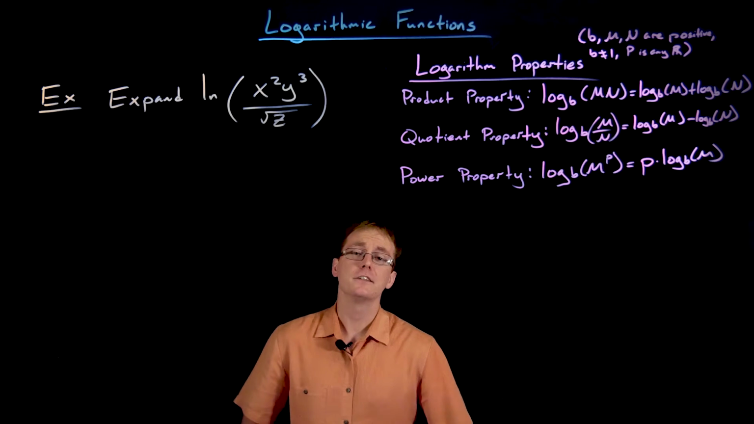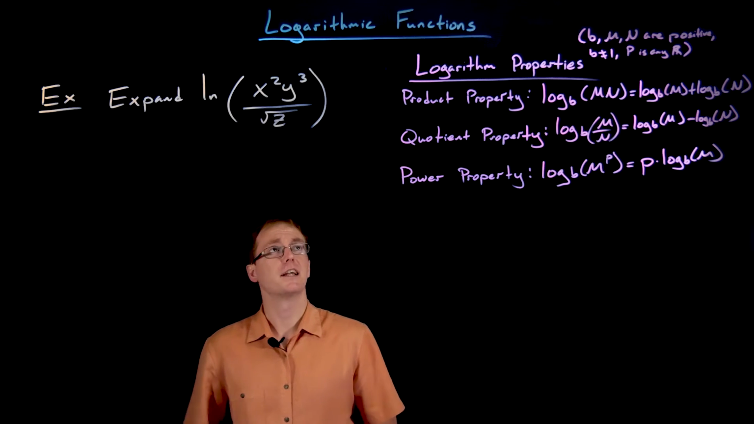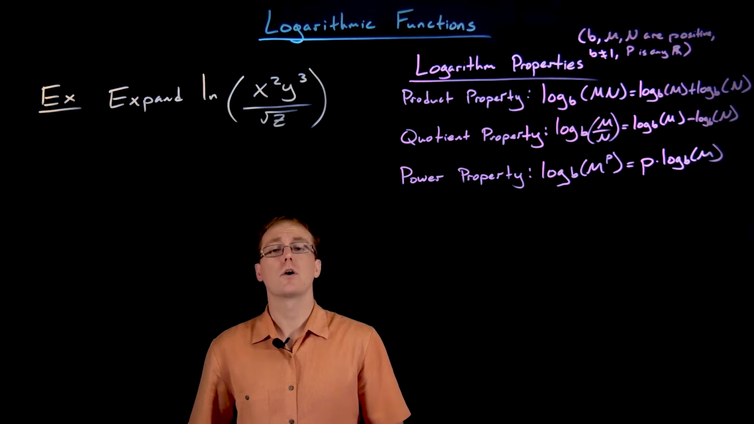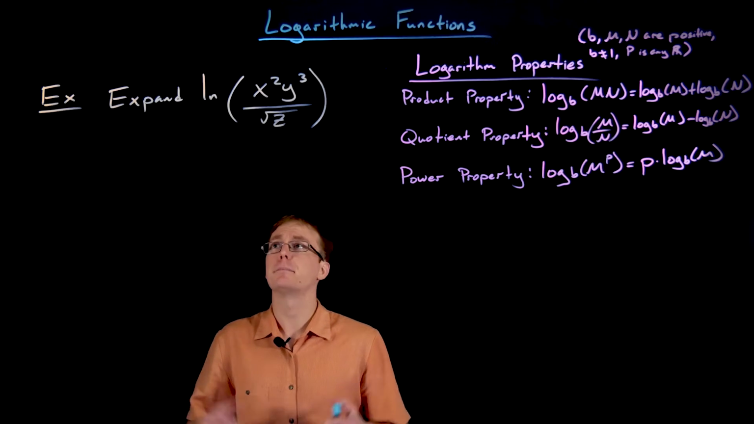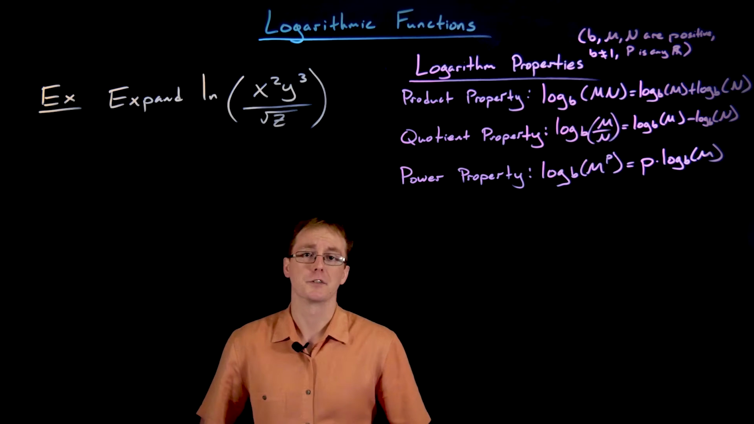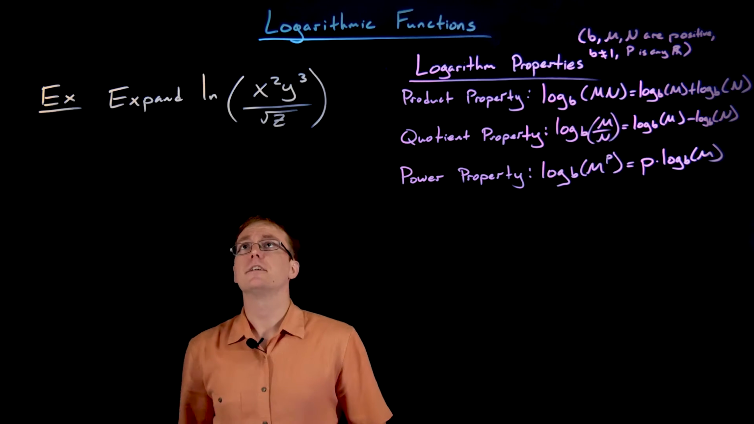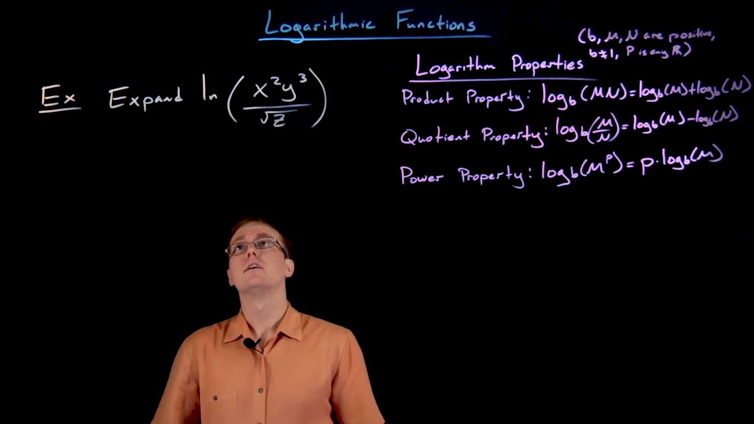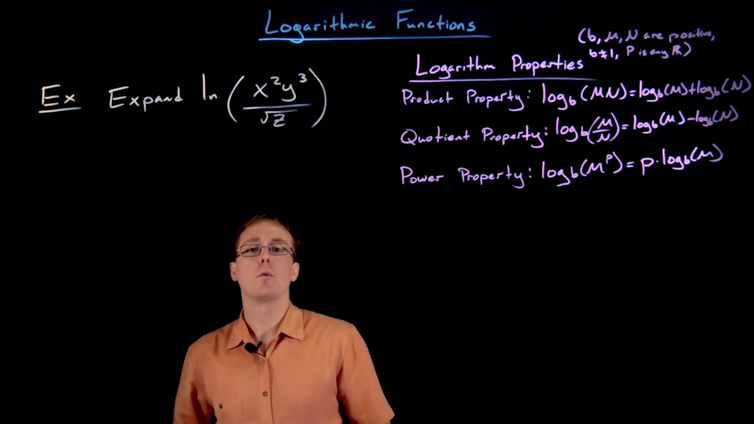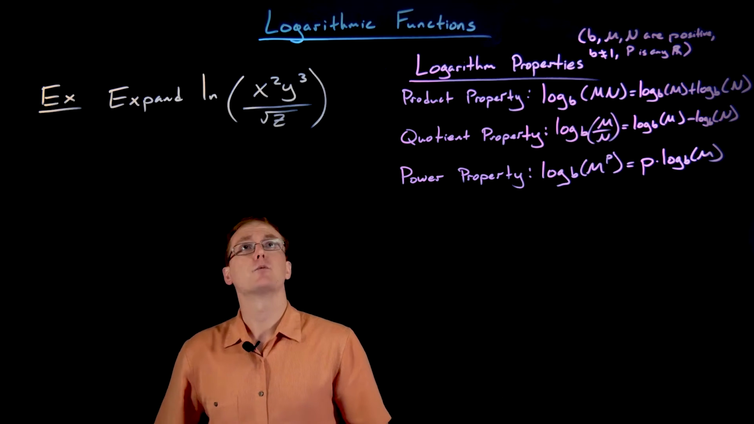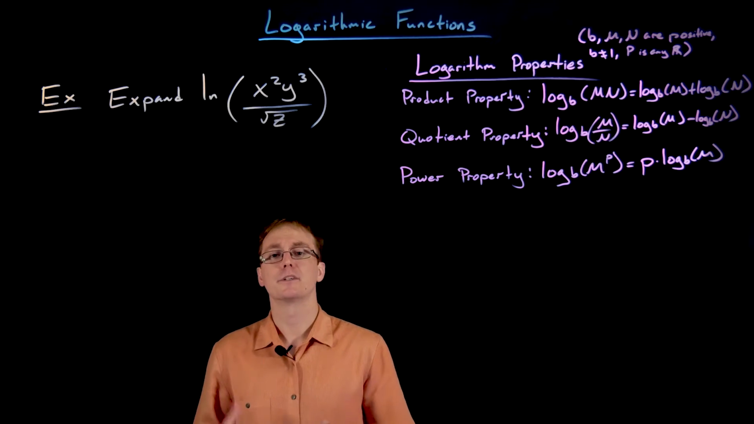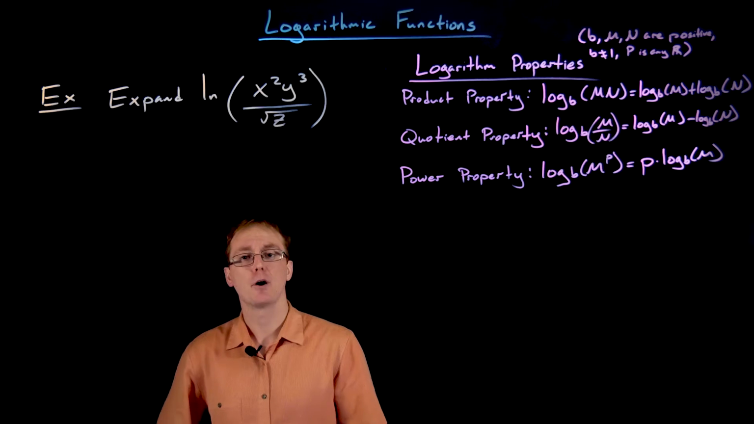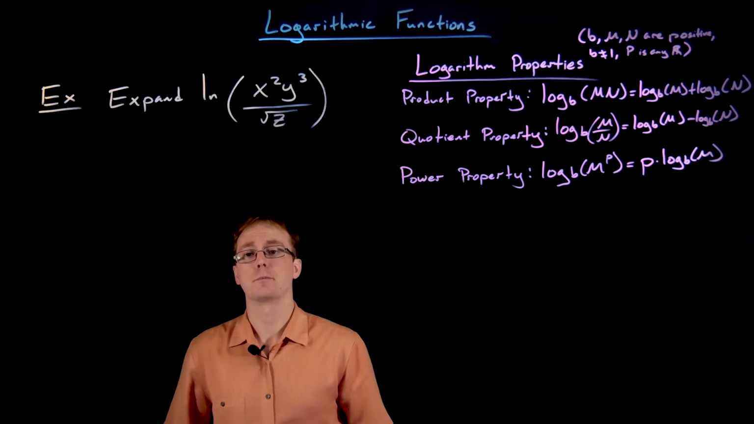Hey everyone, welcome back. In this video, we're going to do an example that's going to help us get a little bit more practice using our logarithmic properties, and we're going to use them to expand and manipulate some logarithmic expressions. So our task here is to expand this logarithm. So we have the natural log of the quantity x squared times y cubed divided by the square root of z. And we're going to try to expand this logarithm as much as possible using our logarithmic properties that we've discussed so far.